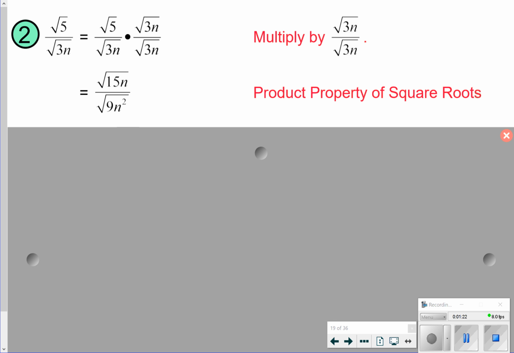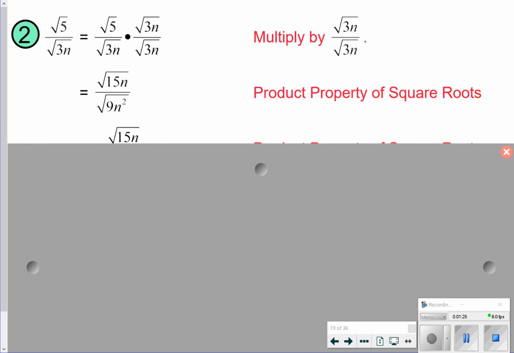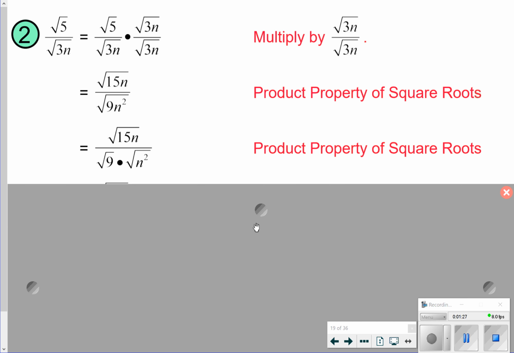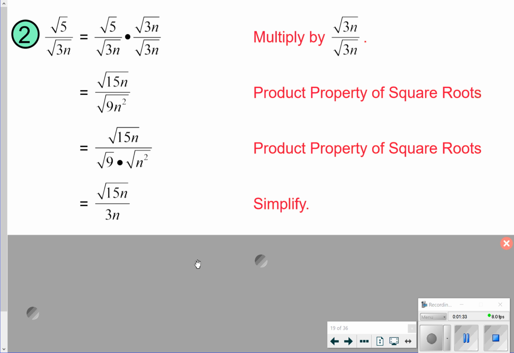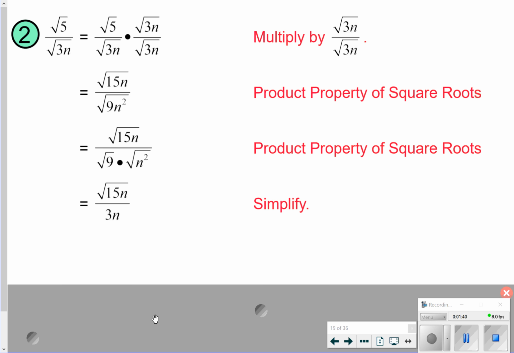Remember, that was the product property of square roots that we talked about in the previous video. Once we have that, then we can break down anything that can be found as a square root. So 15n is going to stay the same, but we can find the square root of 9, which is 3, and the square root of n squared, which is n. So that's essentially what we're going to do here.